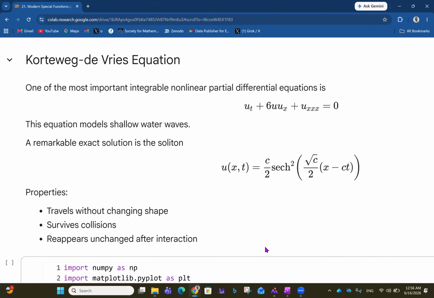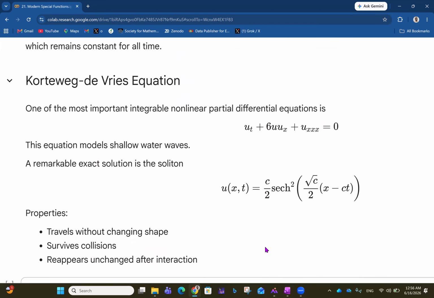Then we have another example in the Korteweg-de Vries equation. One of the most important integrable nonlinear partial differential equations is this one. Normally you don't expect partial differential equations to have exact solutions, right? And thankfully we have this particular one, the Korteweg-de Vries equation, which is u_t plus 6u u_x plus u_xxx equals 0. So this is partial u partial t plus 6u partial u partial x plus partial cubed u partial x cubed equals 0. This equation models shallow water waves.